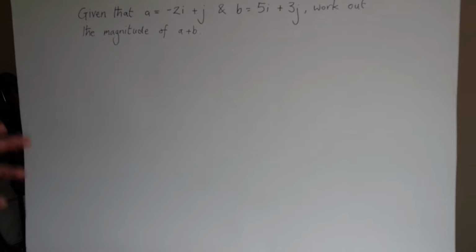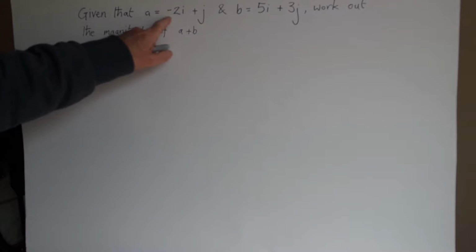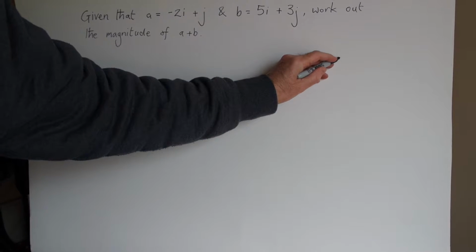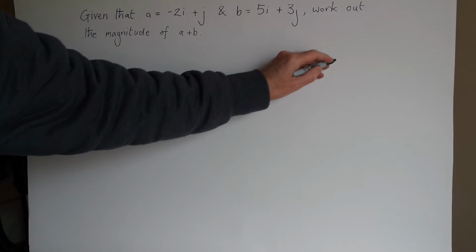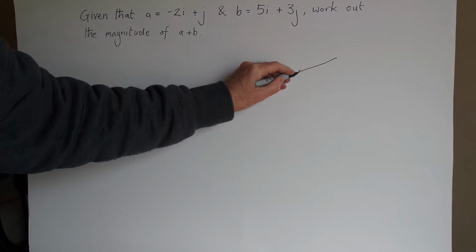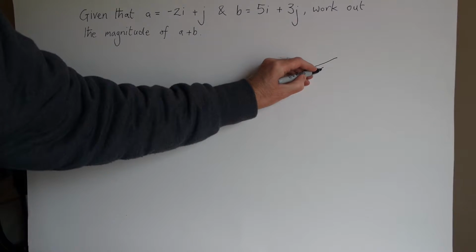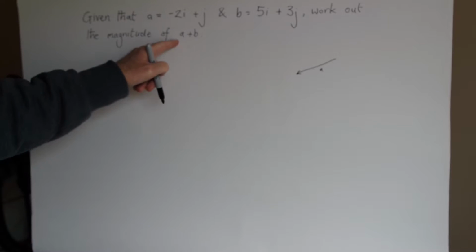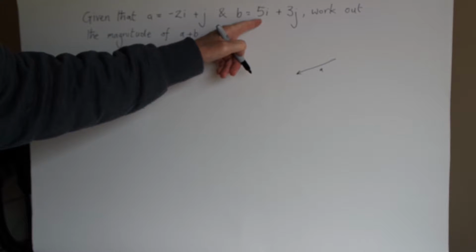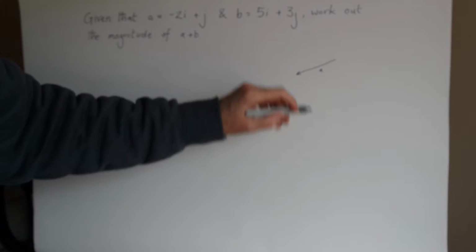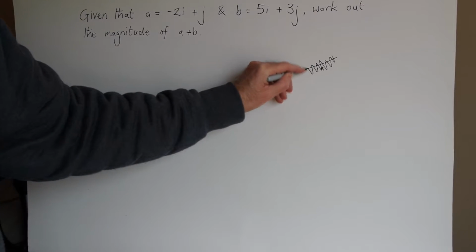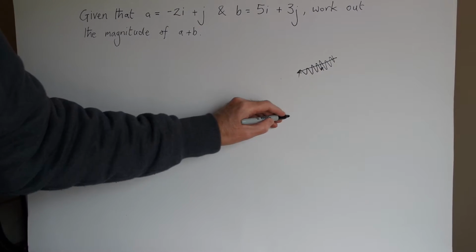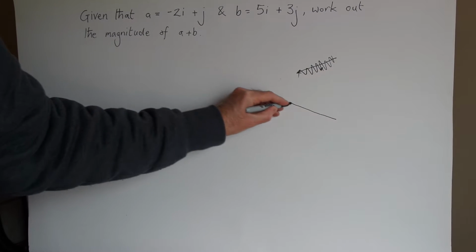As always with a vector question, we'll start with a sketch. So vector A is negative 2i plus j. So that means it's going to be to the left 2 and down 1. So we don't have to do it exactly, but we know it's going to be going down and to the left. So that's vector A. Now vector B, which we have to add on to vector A, is 5i. And I've just realised I've drawn my vector A incorrectly. Sorry about that. So vector A is negative 2i plus j. So it's actually going left and up, isn't it?